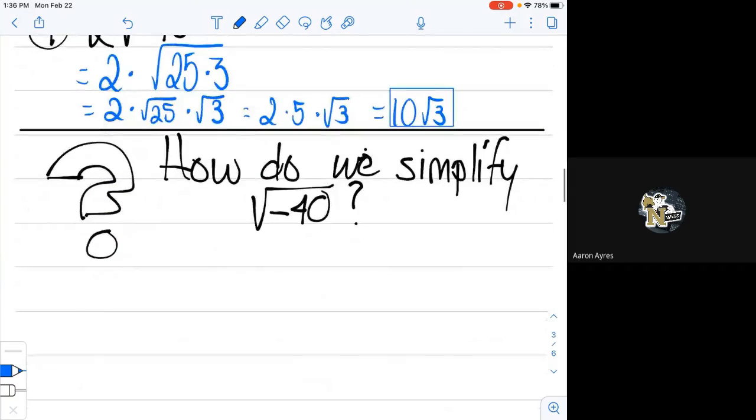All right. Go ahead and talk about this one real quick in the groups. How do you simplify the square root of negative 40? Okay. Do it together.